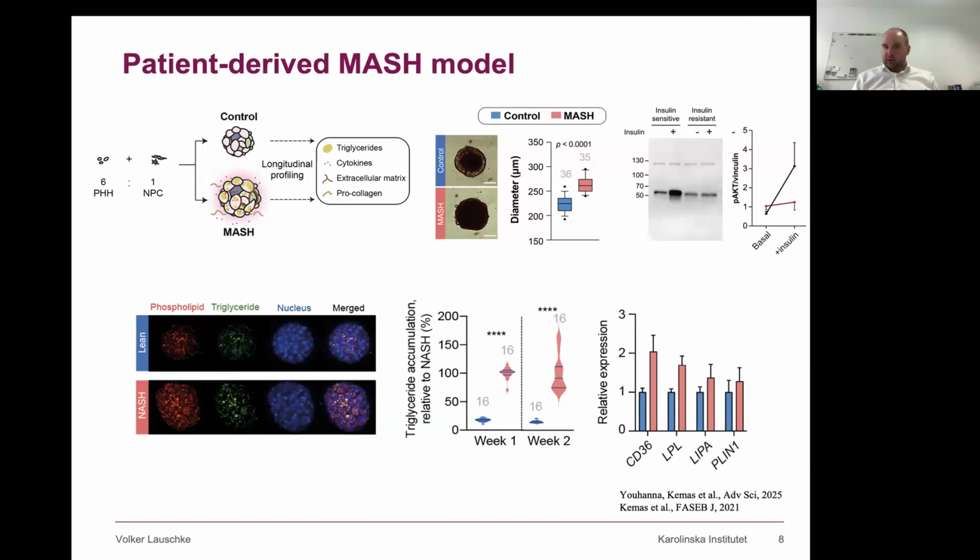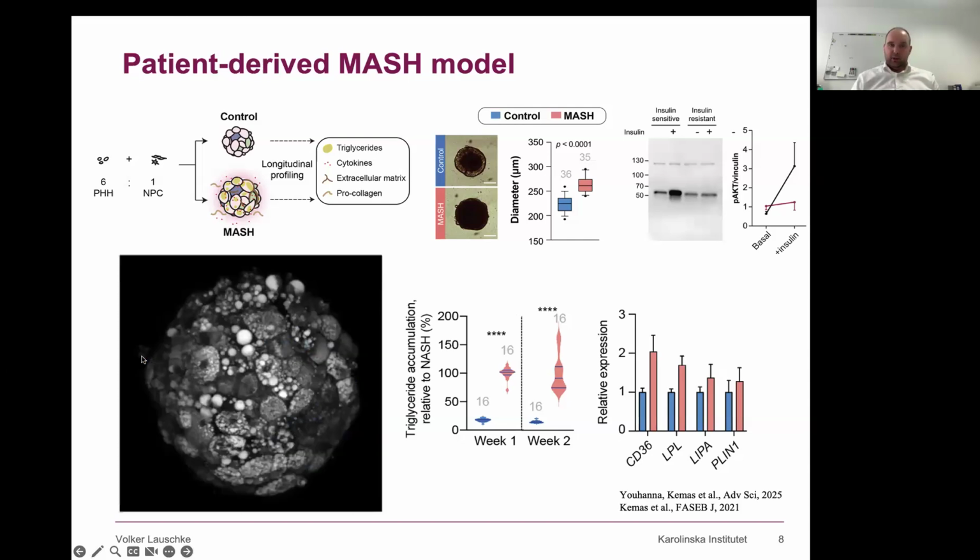And now we use essentially the same culture method, but use cells directly from patients with a histologically manifest diagnosis of MASH as comparator. The first thing that we saw is that when we use cells from MASH patients, the spheroids are larger despite having the same cell number. So this already indicates some form of hypertrophy. Cells are more insulin resistant. This is a phospho-AKT staining after insulin stimulation.